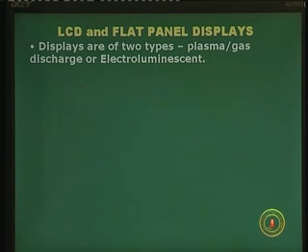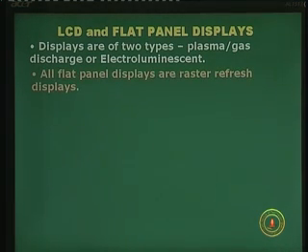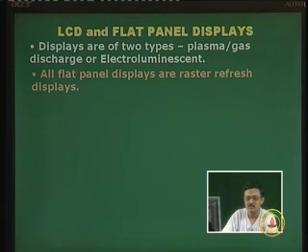One has to study LCD panels extensively by opening manuals and books to understand the technology behind them. Well, we are again going into introductions of these. Basically, flat panel displays are of 2 types: plasma gas discharge and electroluminescent. All flat panel displays are raster refresh displays. We talked of raster displays at length in terms of CRT monitors, and all flat panel displays are like the CRT monitors, of the refresh raster type.